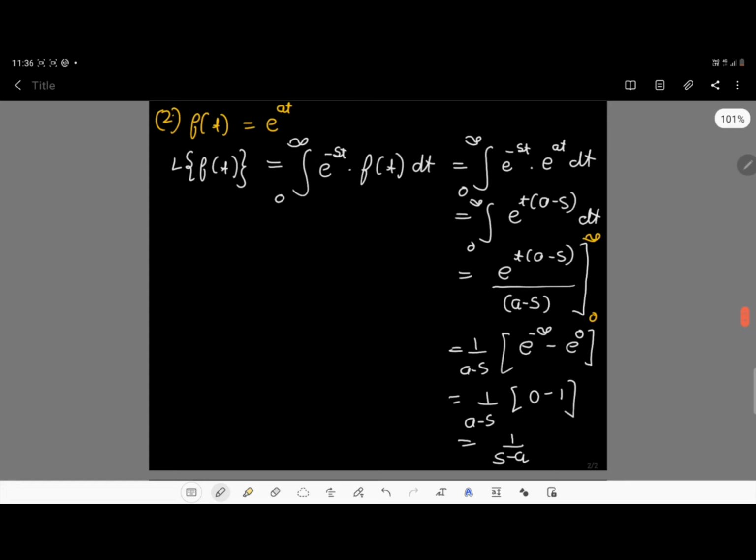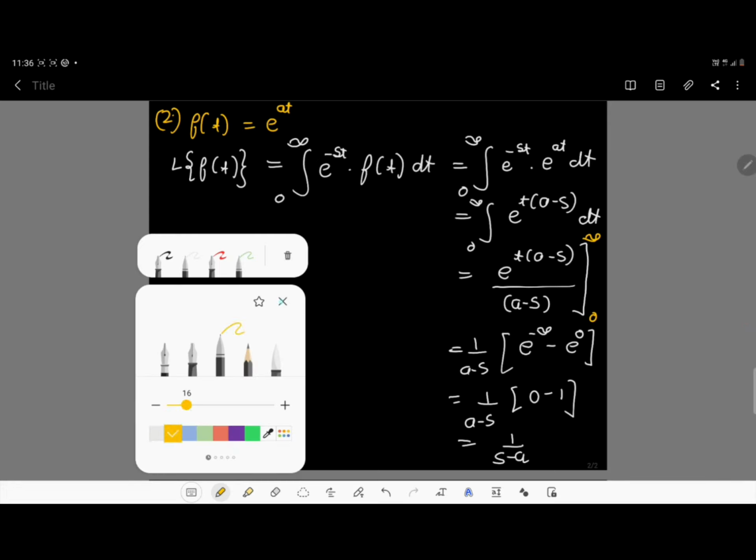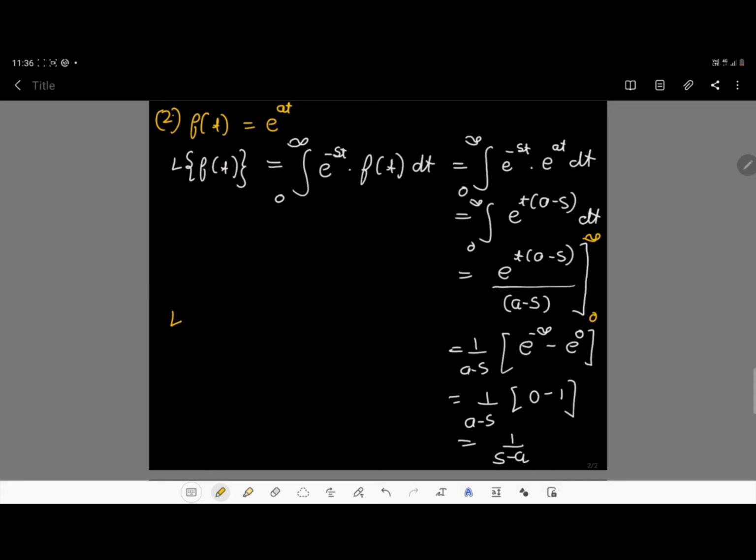So this was the solution for this part. I'll write it here. Laplace transform of e raised to power at is equal to 1 upon s minus a. This is your second result.